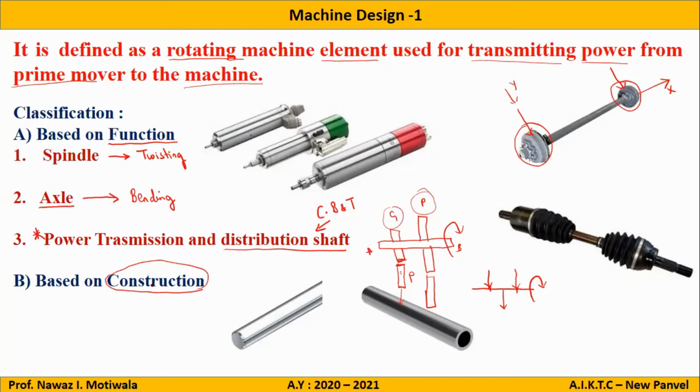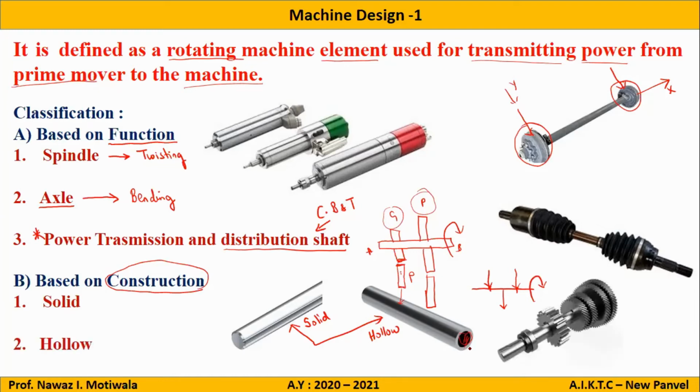Hollow shaft. Solid shaft. Very good. So there are two different types of shaft based on the construction. The first type of shaft is known as the solid shaft, and the other one will be known as the hollow shaft. Here you can see the material has been removed, so this is known as the hollow shaft. Based on the construction, there are only two types. The first one is solid, the other one is hollow.